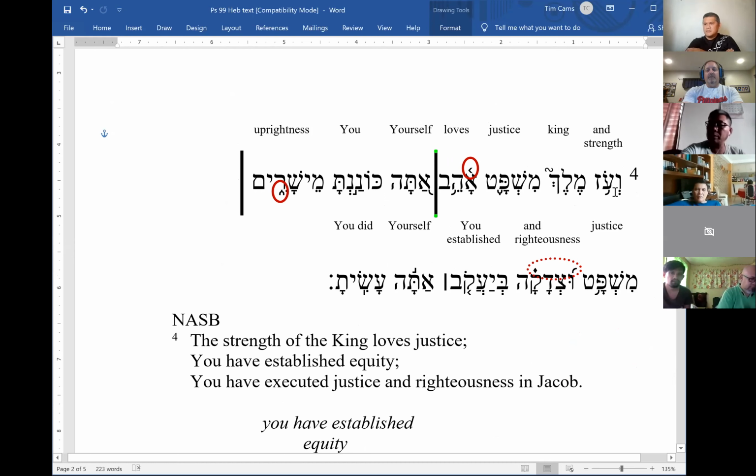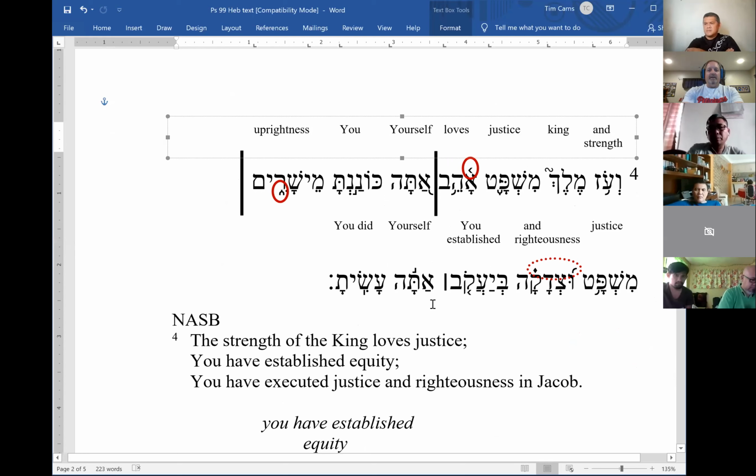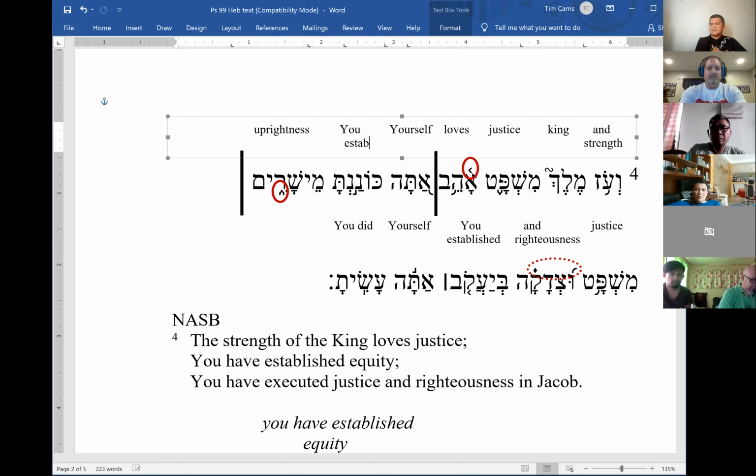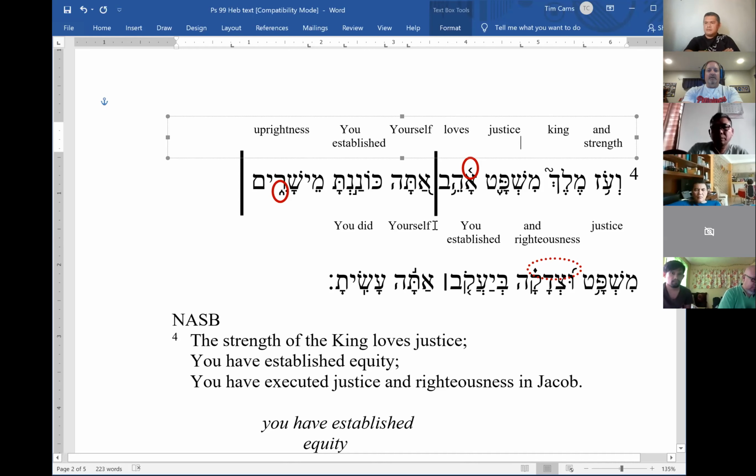And then we have this minor accent mark down here, which I'll talk about in a minute. So the New American Standard and the ESV take this first line, strength of the king loves justice, and then a break. And then you yourself, I think I've got the lines mixed up here. You have established uprightness. You have executed justice. Oh, I missed the verb here. That's why. This should be established. Okay. All right. So notice that the first line, the strength of the king loves justice. There's our accent mark. So that's why after that word, loves justice, there's the first line from the NAS, okay?